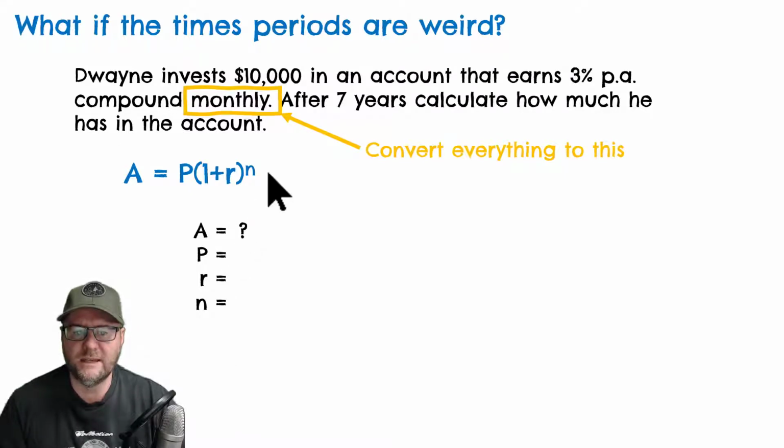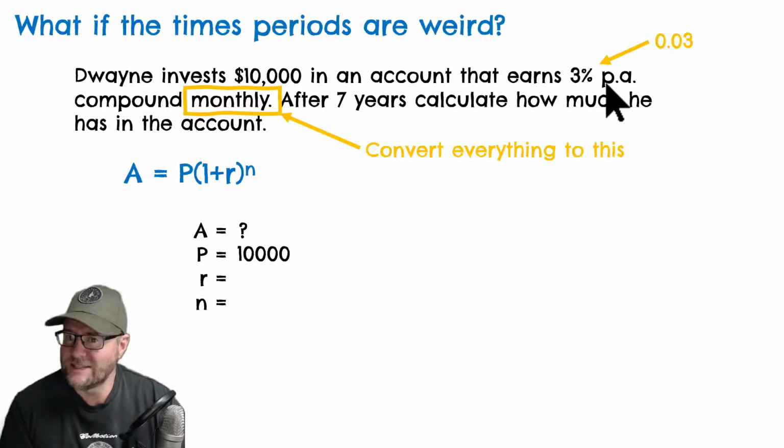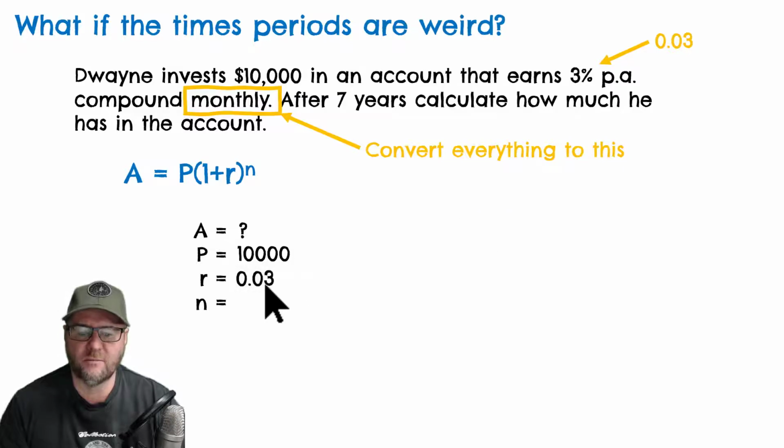The principal is, in this case, 10,000. It's the starting amount. We don't need to convert that. It's a dollar amount. We do, however, need to do something with R, the interest rate. Now, our interest rate is 3% per annum. We always use the decimal version, so divide that by 100, and I've got an interest rate of 0.03.